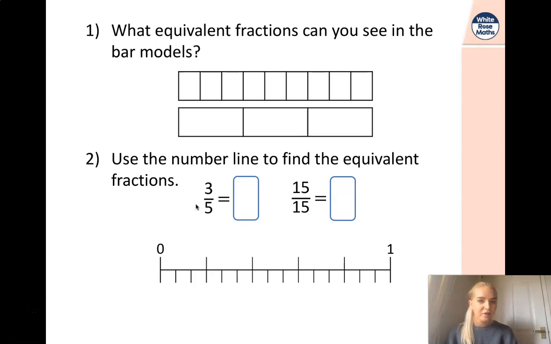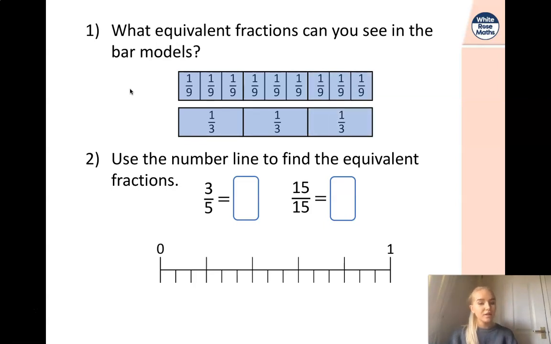Okay, how did you get on with number 1? Did you realise that my first model has been split into ninths? So we can say that each part is worth 1/9. And my second bar model has been split into 3, so we could say these are thirds. Did you notice that if we shade in 3/9, that's equivalent to 1/3? 2/3 would be equivalent to 6/9, and 3/3 would be equivalent to 9/9.